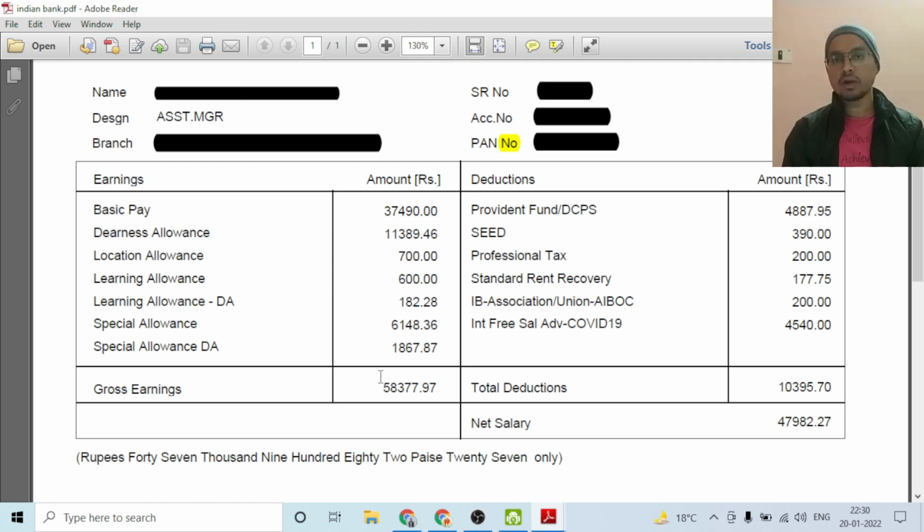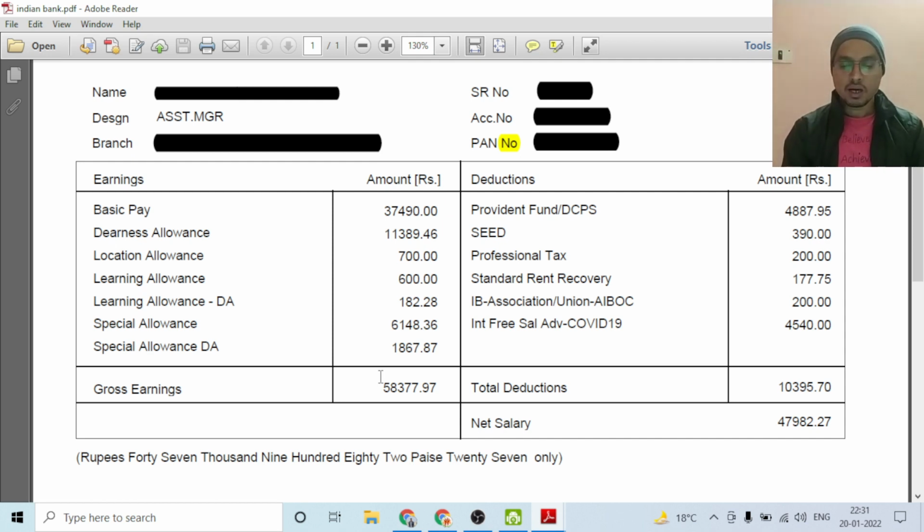But when you are posted outside your hometown, then you will stay on rent and you have to pay rent to the owner. The rent amount will be paid by your bank, which is called the lease amount. When the bank pays that lease amount, in return you have to pay some amount, that is the standard rent recovery. Each month 177 rupees 0.75 is paid as standard rent recovery, because he is staying on rent.